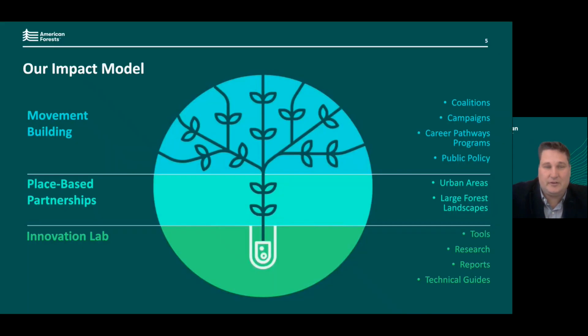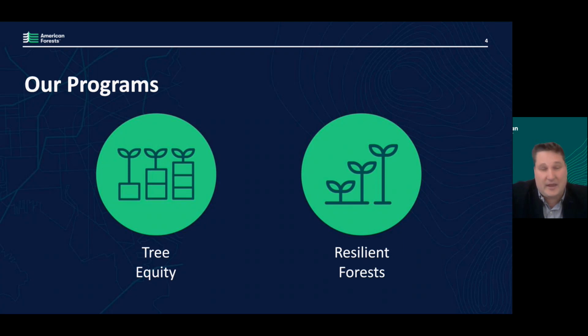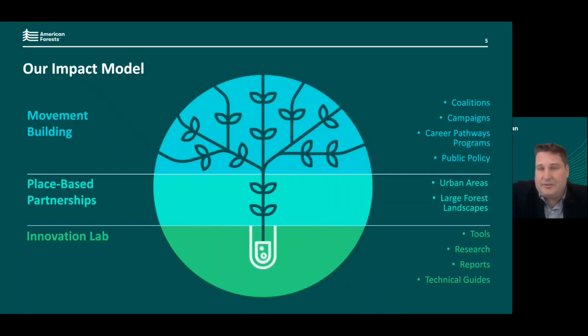Today, we are all in on two categories of work. One is tree equity on the urban side, and the other is resilient forests on the rural side. Both of these programs use the same impact model. We have movement building components to our work where we build and manage coalitions and networks, and advocate for public policy. We do place-based partnerships where we get in the weeds with partners, really identify their needs, opportunities, and barriers, and then have an innovation lab where we're able to take chances, make mistakes, and develop new tools and initiatives that really help address some of those barriers.